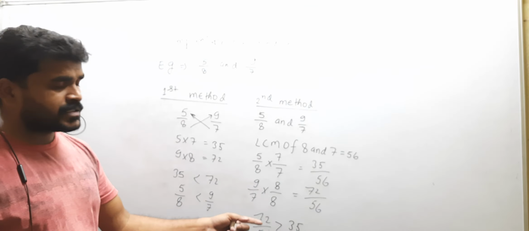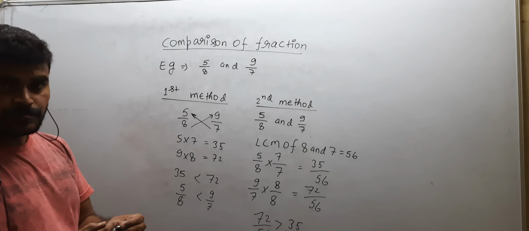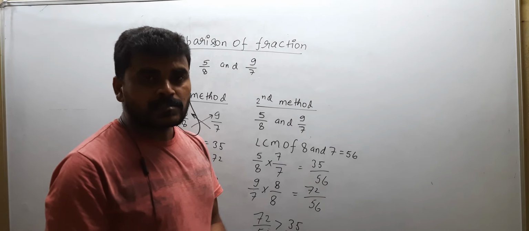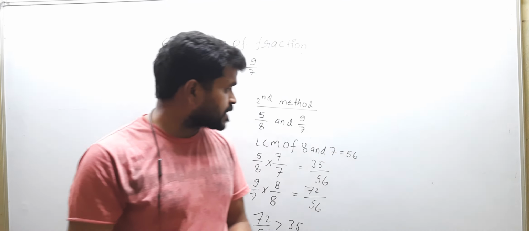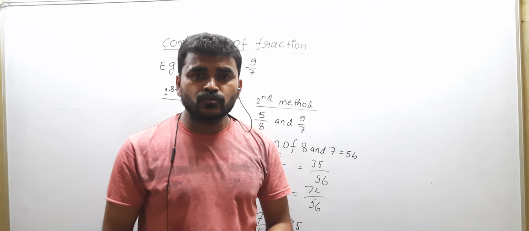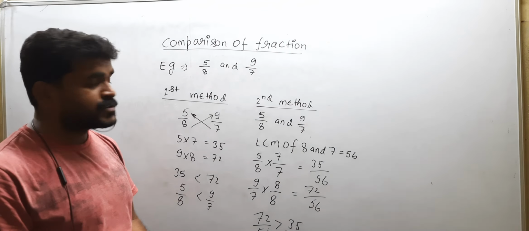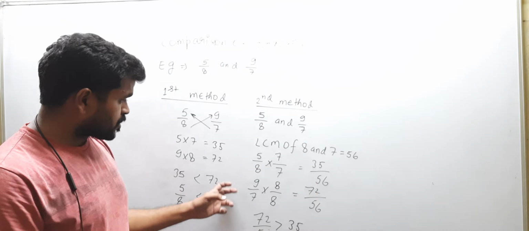So these are the two methods by which you can compare fractions. Okay class, so this is all about the types of fraction and how we have to do comparison, how to check which fraction is greater or smaller. So these are the two methods.